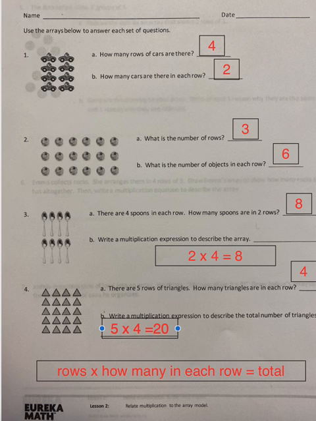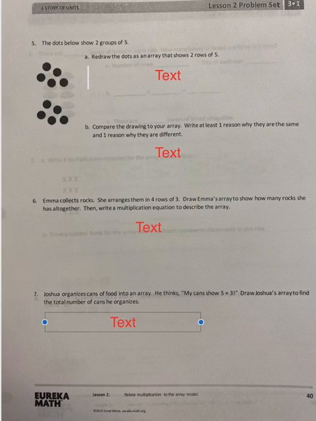So we're going to go on to the back side. Alright, so let's read number 5. The dots below show 2 groups of 5. So here's one group, here's the other group, and 5 dots total. Now we want to redraw the dots as an array that shows 2 rows of 5.